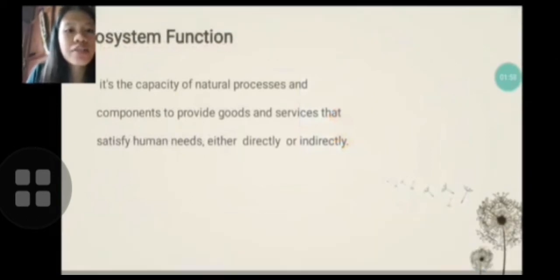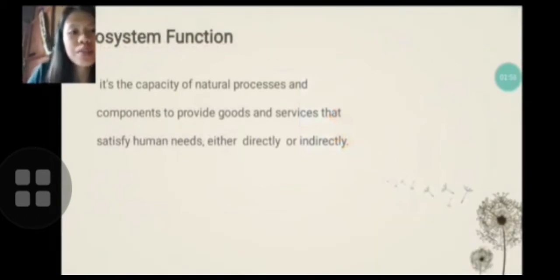Next, ecosystem function. It is the capacity of natural processes and components to provide goods and services that satisfy human needs, either directly or indirectly. It is also conceived as a subset of ecological processes and ecosystem structures. It regulates the essential ecological processes and supports the life system. It renders stability and is responsible for the cycling of nutrients between biotic and abiotic components, like the example I showed earlier.